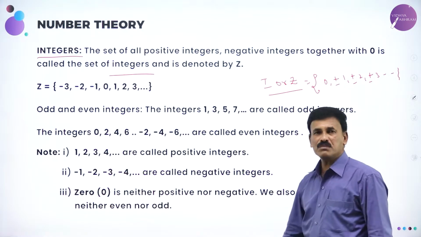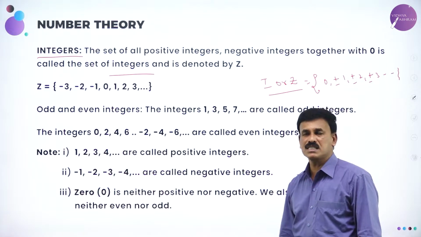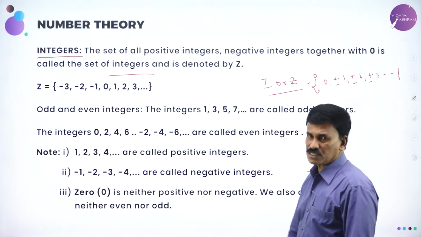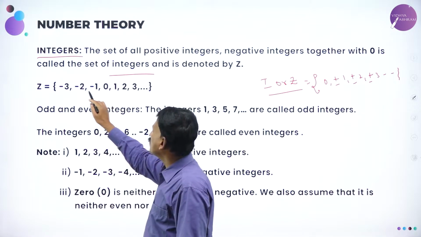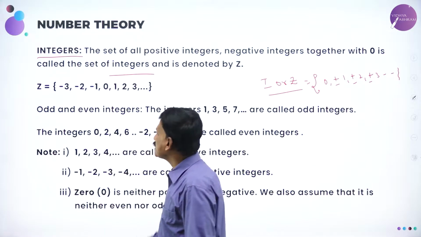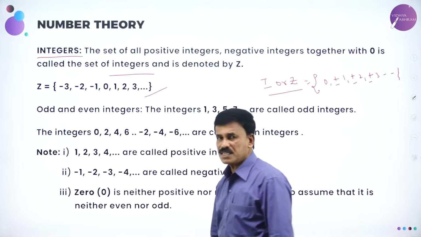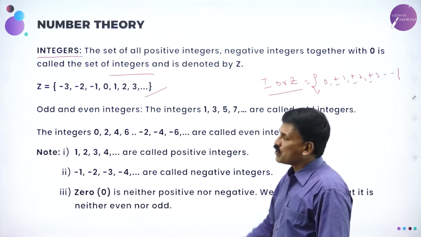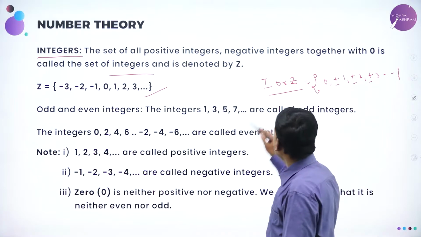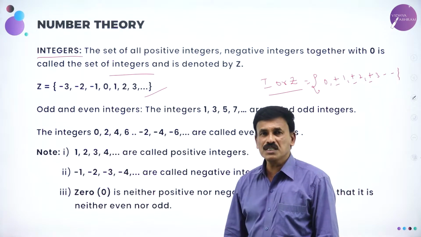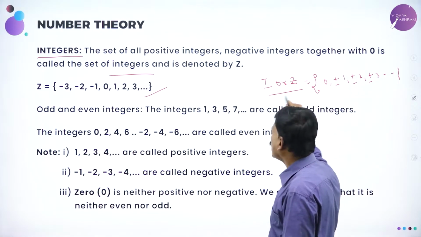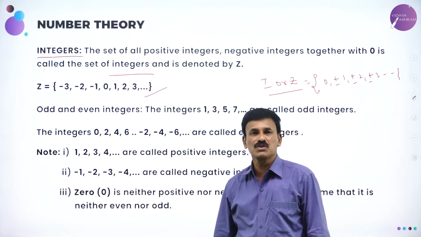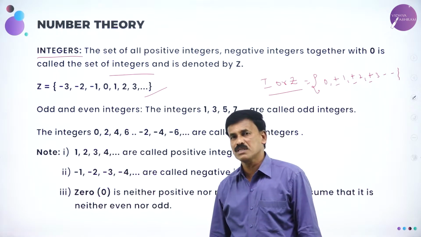So, 0, plus or minus 1, plus or minus 2, plus or minus 3, etc. comes under the set that is called the set of integers. That is 0, plus 1, plus 2, plus 3, minus 1, minus 2, minus 3, etc. will come under the set of integers denoted as I or Z. So, the set of all positive and negative integers together with 0 will form a set of integers denoted as I or Z.